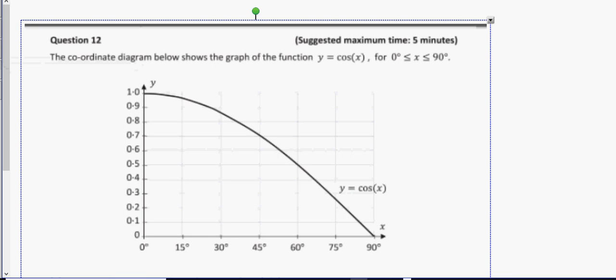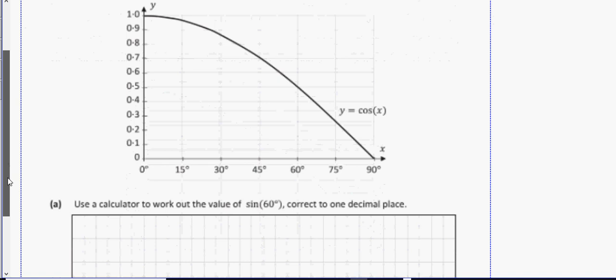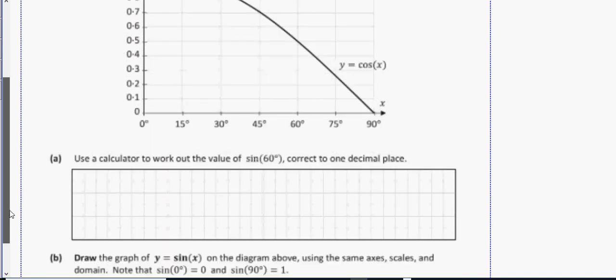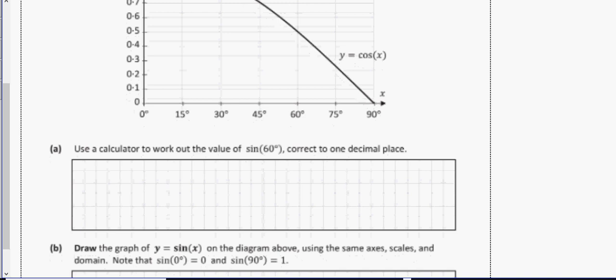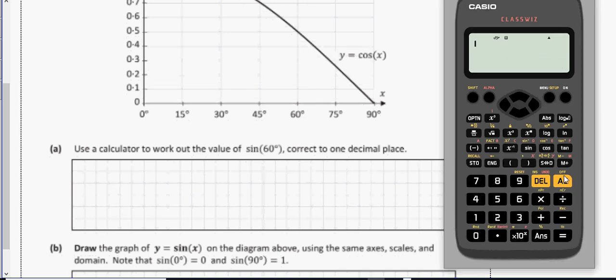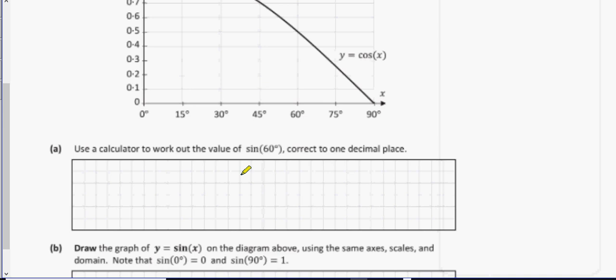You're shown a diagram of cos x, and you're asked to use your calculator to work out the value of sine 60. So you go to your calculator and press sine 60. Make sure it says D on top, so you go to angle unit and put in degrees, so now it's in D. You press sine 60, and you get 0.866. To one decimal place, it's 0.9. I suspect everybody in class will get full marks on that.